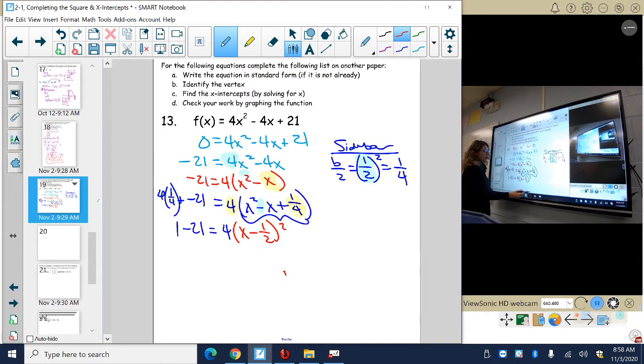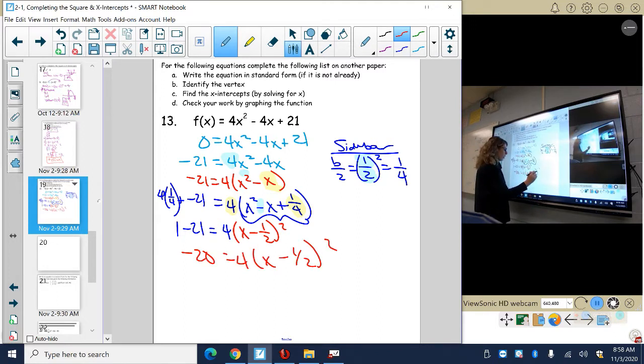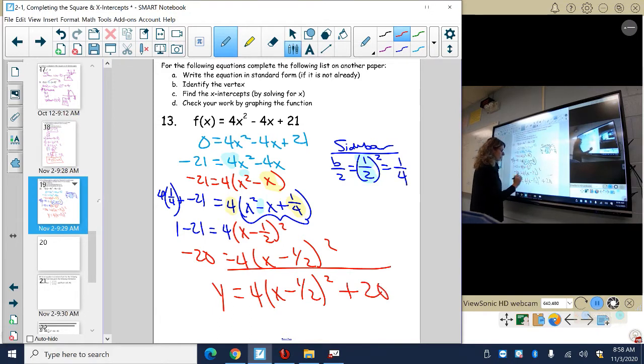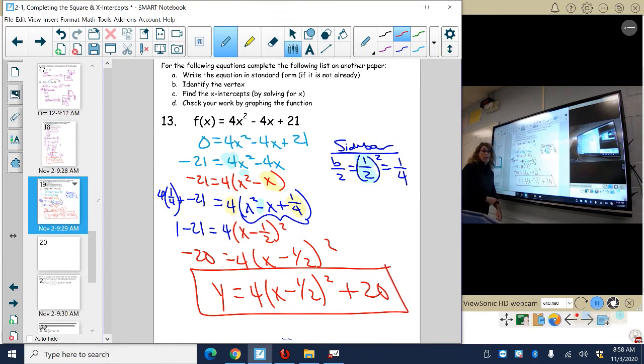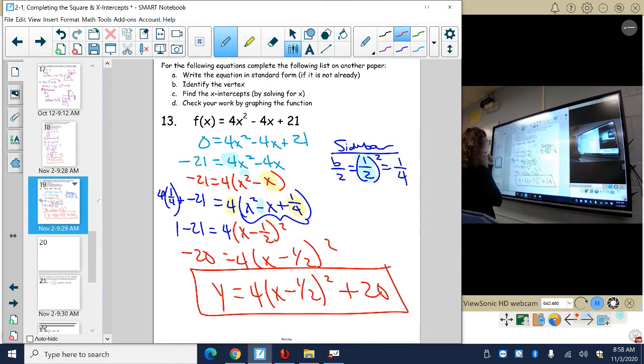We want to keep going and putting this in standard form. So if I'm putting this in standard form, I have negative 20 is equal to 4 times x minus a half squared. Bring that over, and I have y is equal to 4 times x minus a half squared plus 20. What would have been over there is 0, and I replaced 0 with y. Okay? So that is going to be letter A.